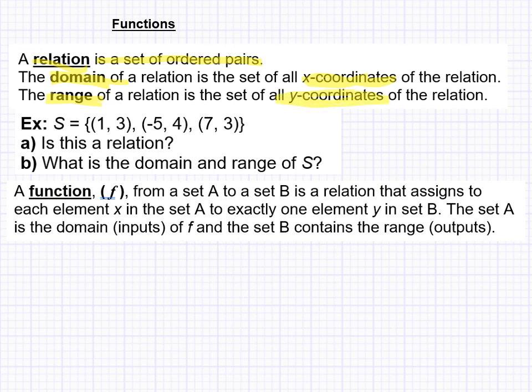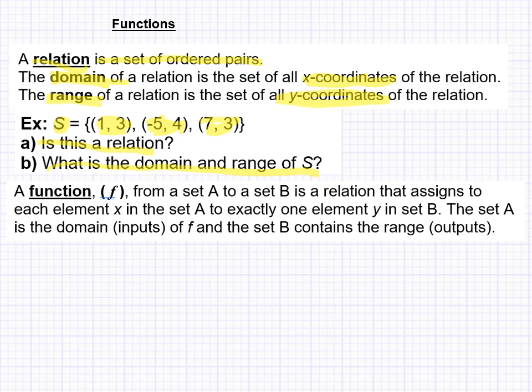So looking at this example right here, this set S is the three ordered pairs (1, 3), (-5, 4), (7, 3). Is this a relation? Well, yes, it's a set of ordered pairs. Any set of ordered pairs is a relation. Okay, so since it's a relation, what is the domain and the range for this relation?